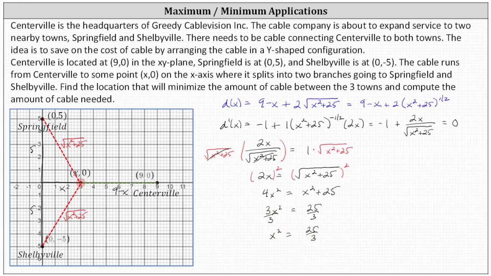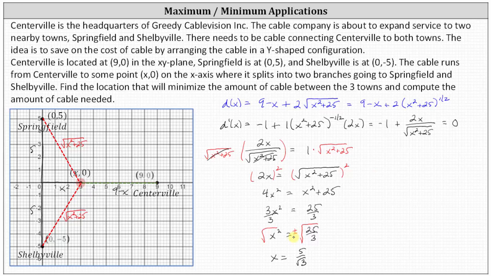And now we'll take the square root of both sides of the equation. We do have two algebraic solutions, a positive and negative solution. But because x is a distance, we only need to use the positive critical number, which is x equals 5 divided by square root of 3. Notice the square root of 25 is 5. Again, we're not using the negative because we know x represents a distance, which has to be positive.